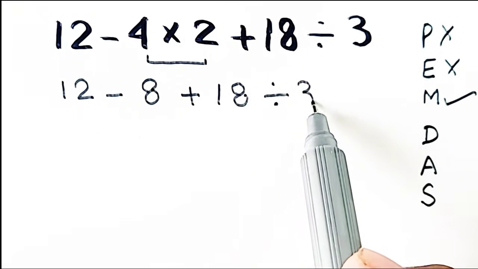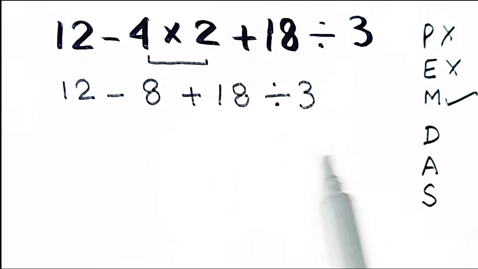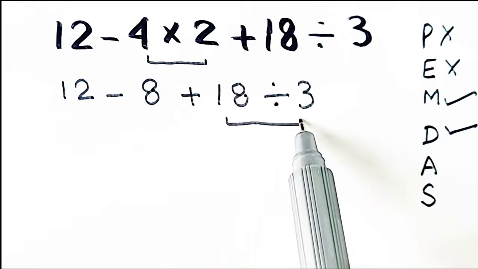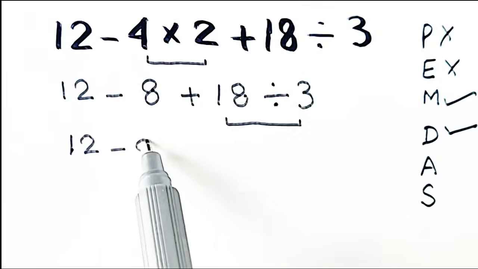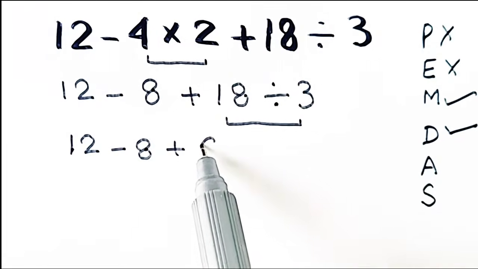Now we have next step as division, because in PEMDAS we have division. So 18 divided by 3 will be handled, which will be equal to plus 6.